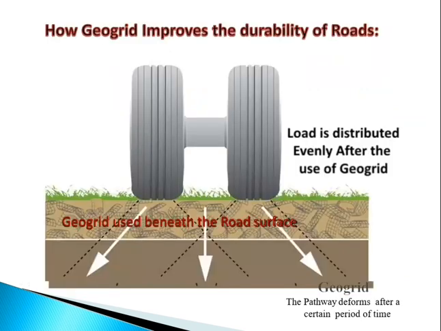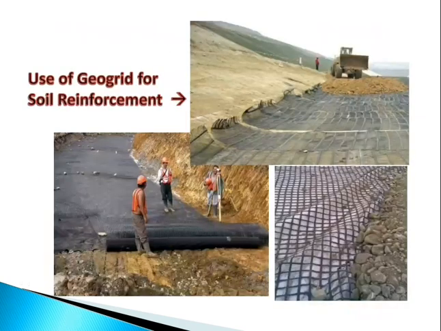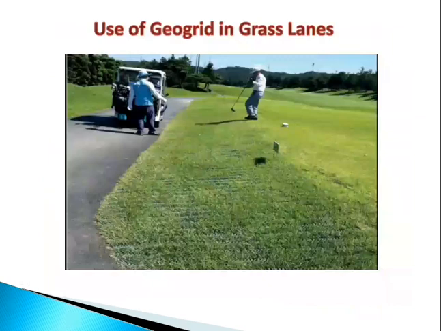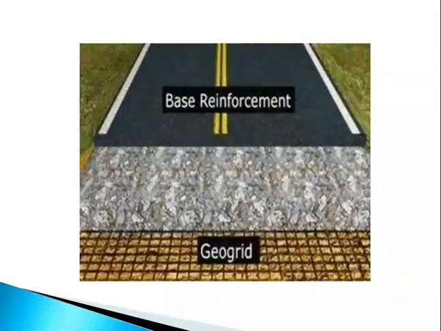Function is used exclusively for reinforcement. After applying the geogrid in roads, we can see how it transfers the load to the soil. The schematic diagram shows the load distribution after the use of geogrids. So we can see this soil reinforcement. Geogrids are also used for grasslands. You can see the visible pattern in the image. And this is the cross section showing the geogrid and base reinforcement of a road section.